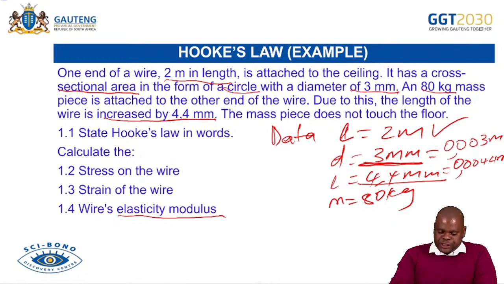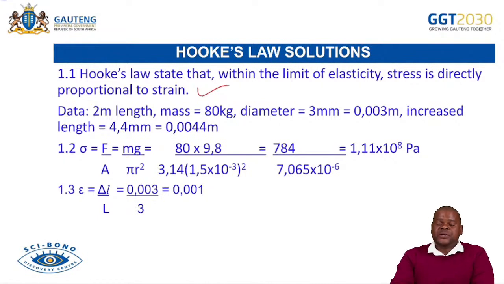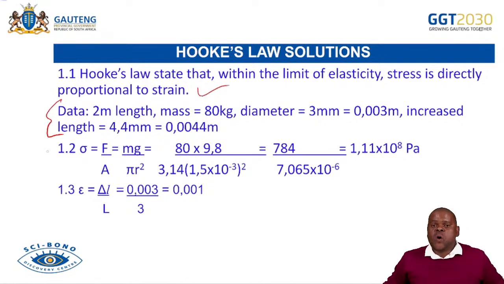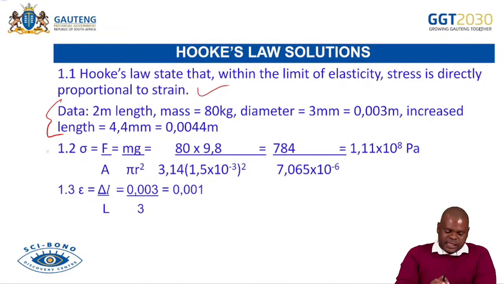Then we go to solutions. 1.1 says state Hooke's law. Here we have stated Hooke's law: within the limit of elasticity, the stress is directly proportional to the strain. And this is the given data. You can see we managed to convert everything into the specific units. Mass remained in kg, 2 meters remains as 2 meters, the diameter was 3 millimeters, now 0.003 meters, and the increased length was 4.4 millimeters, now it is 0.0044 meters.